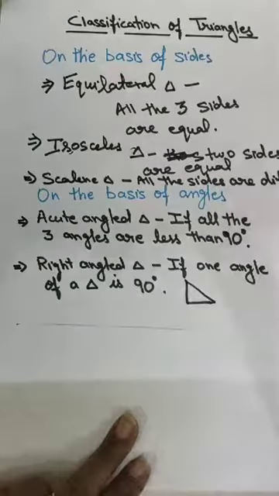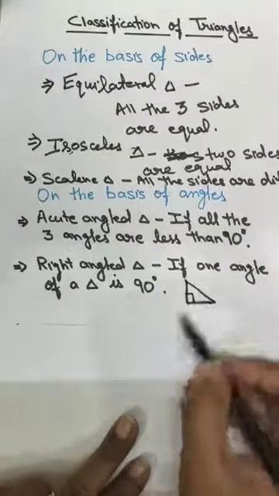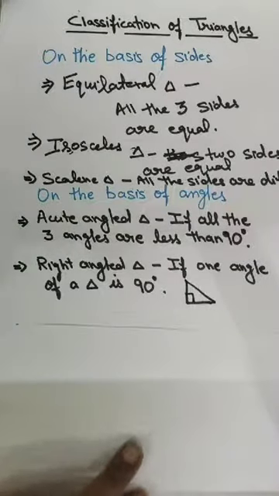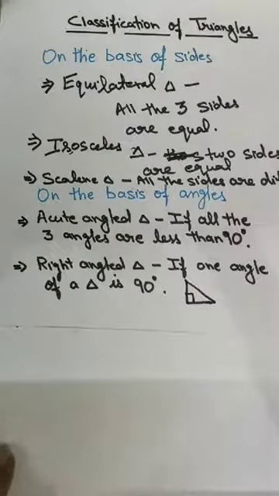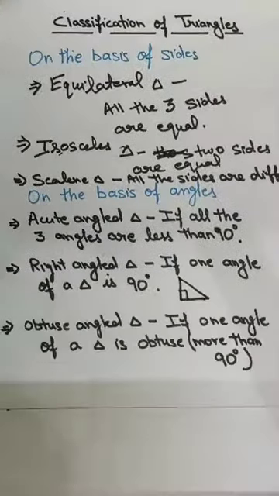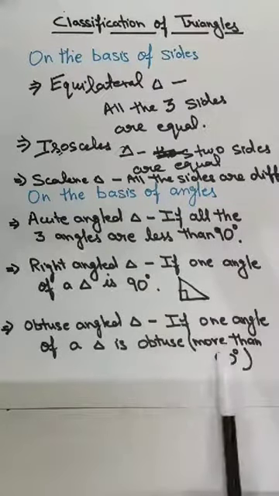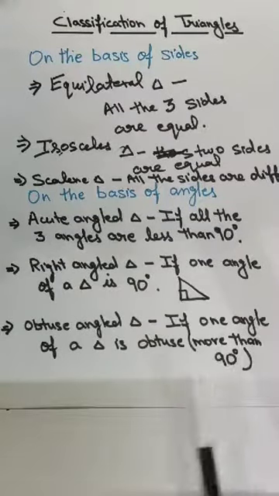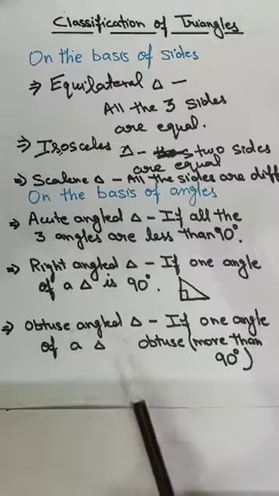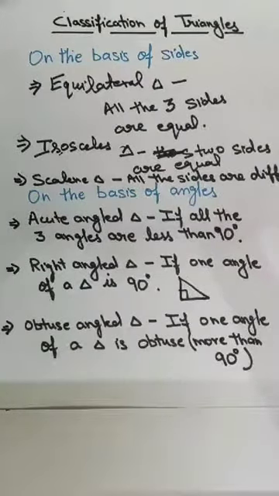See, it looks like this. This is a right angle. So this is a right angled triangle. And third type of triangle is obtuse angled triangle. If one angle of a triangle is obtuse, meaning more than 90 degrees, then the triangle is called an obtuse angle triangle. Okay, let us recall all the types of triangle once again.